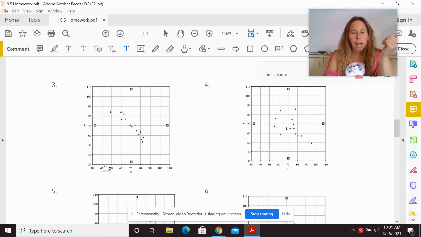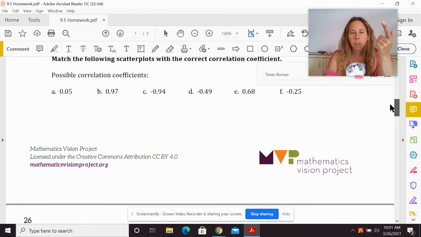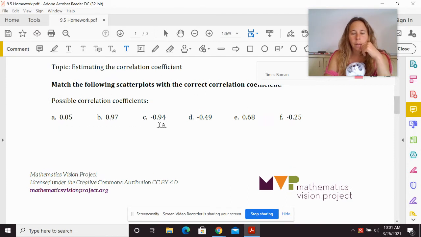It's negative. As my x values are increasing, my y values are getting smaller. Okay, if you were to draw in a line, it would have a negative slope. So it's negative and it's a pretty strong relationship. So let's look up at our options here. Ooh, negative, and that's really close to -1. So that might be it.